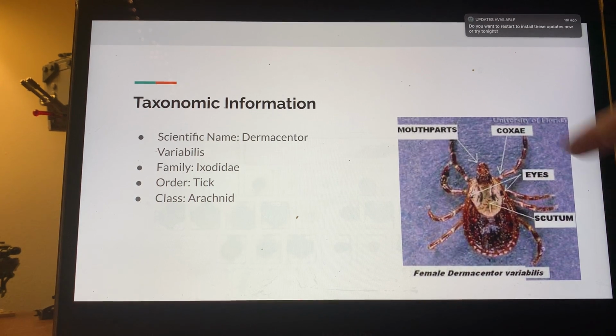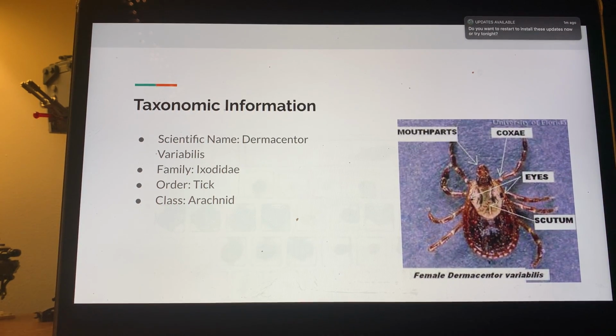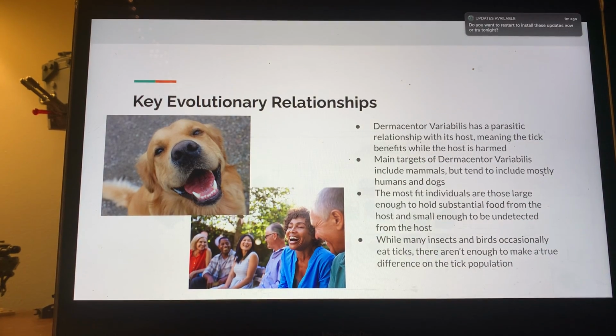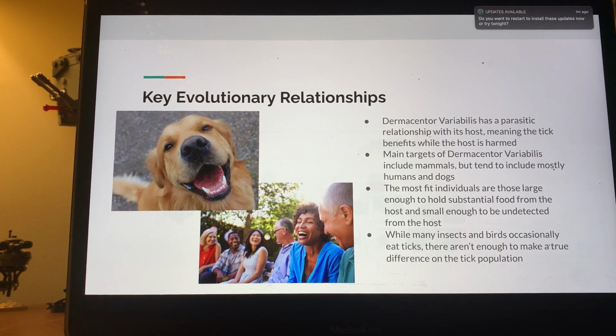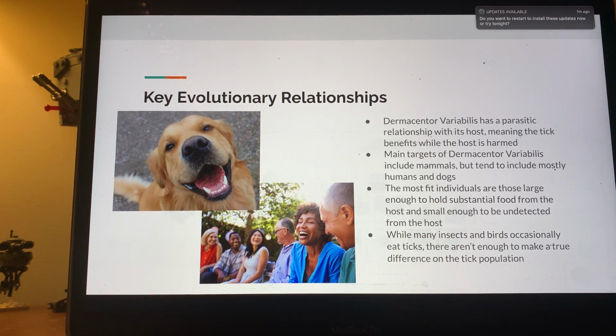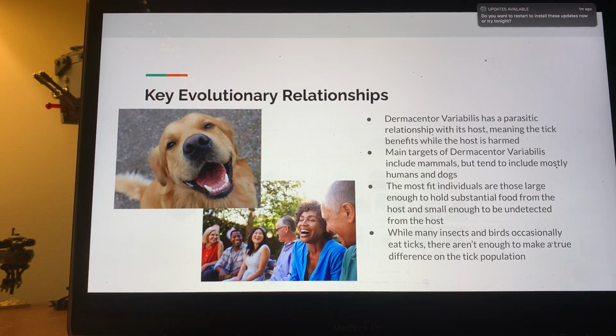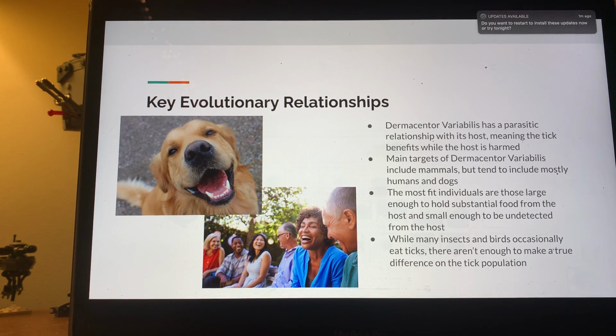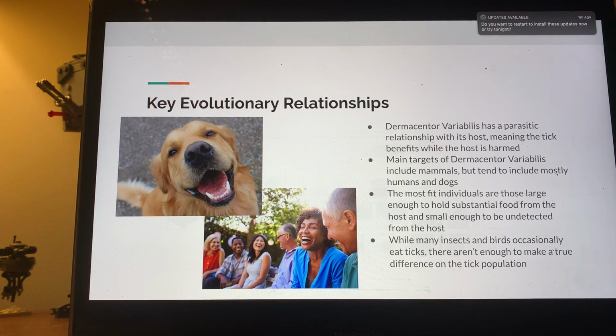And then here's some of the structures on the top of the tick, the surface of the tick. And then here we have some of the key evolutionary relationships. The Dermacentor variabilis has a parasitic relationship with its host, meaning the tick benefits while the host is harmed. The main targets of Dermacentor variabilis include mammals, but tend to include mostly humans and dogs.